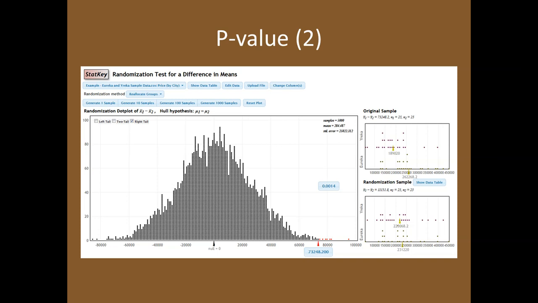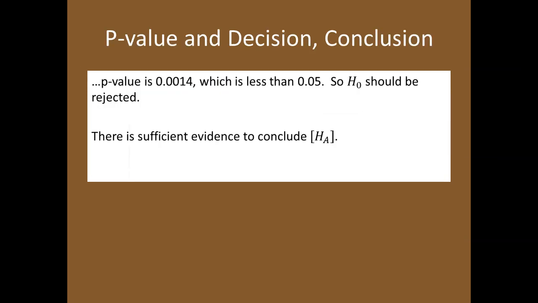And you end up with a p-value that's pretty small. That p-value is certainly less than 0.05, which means the null should be rejected. That means we have sufficient evidence to conclude what's in the alternative, which I suppose here is that the mean price of houses in Eureka is greater than the mean price of houses in Yreka.